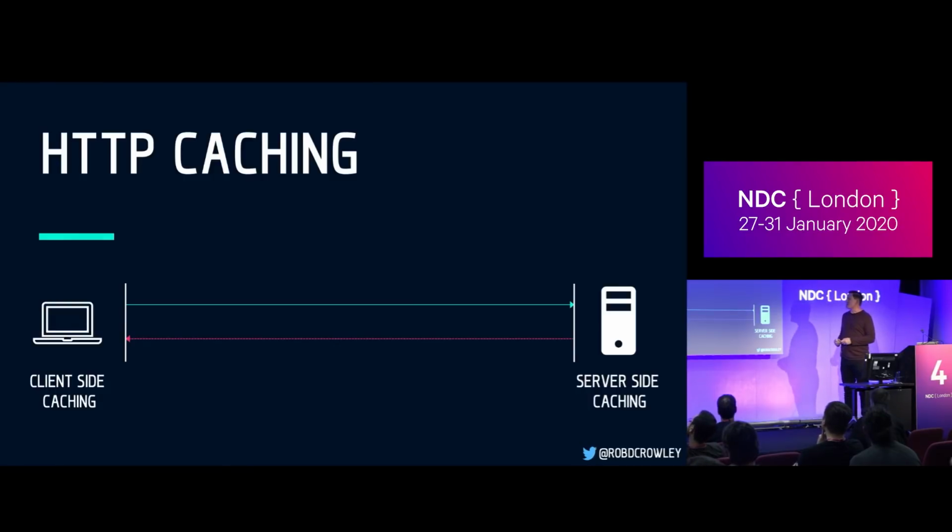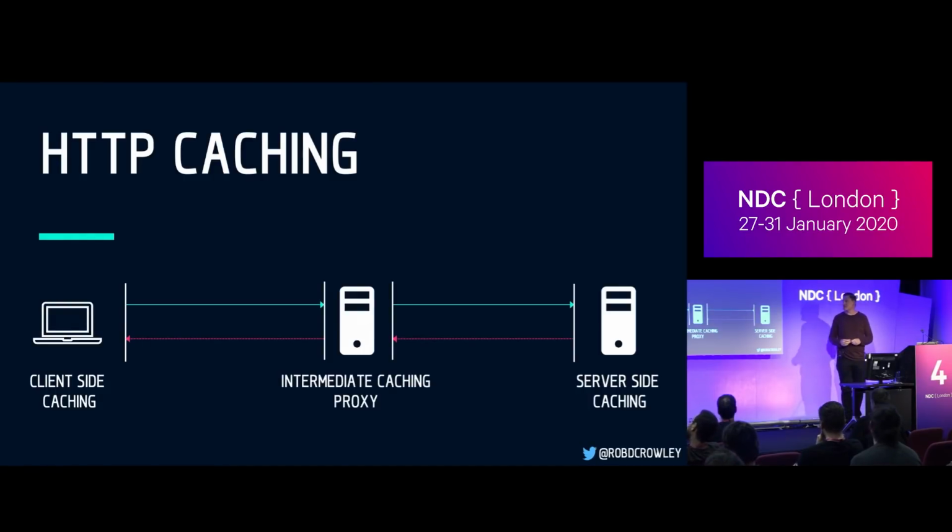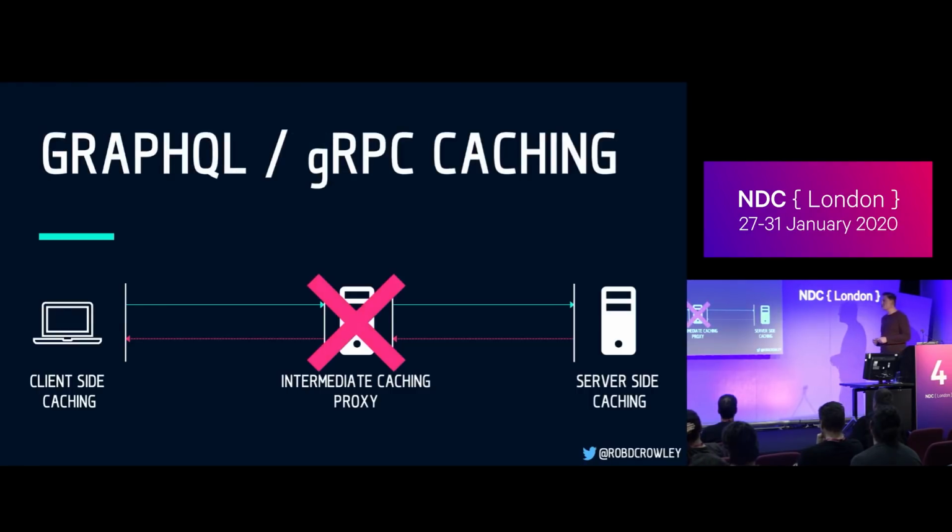So with HTTP caching, we can have these intermediary caching proxies. So you can think Squid or Varnish. However, with GraphQL and gRPC, while we absolutely can still do server-side caching, so retrieve something from the database, maybe stick it in Redis, and then send it back to the client, or on the client side, we can still have, in the case of GraphQL, a denormalized client cache, or you could store it in the browser cache. But you cannot do the intermediary caching proxy. And that's for a number of reasons.